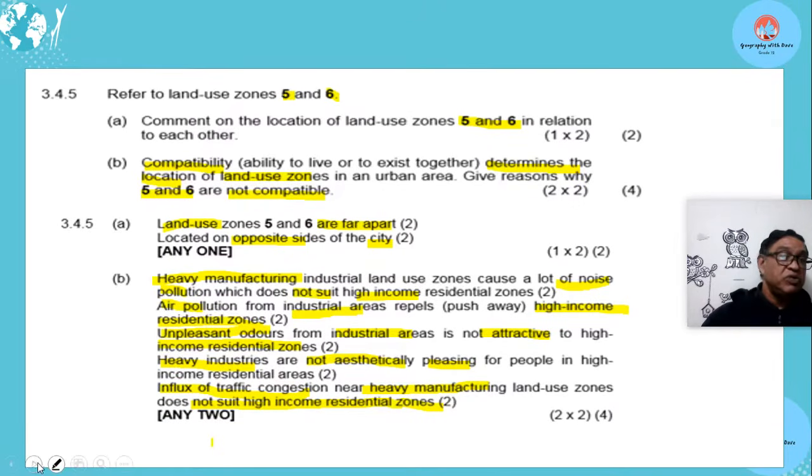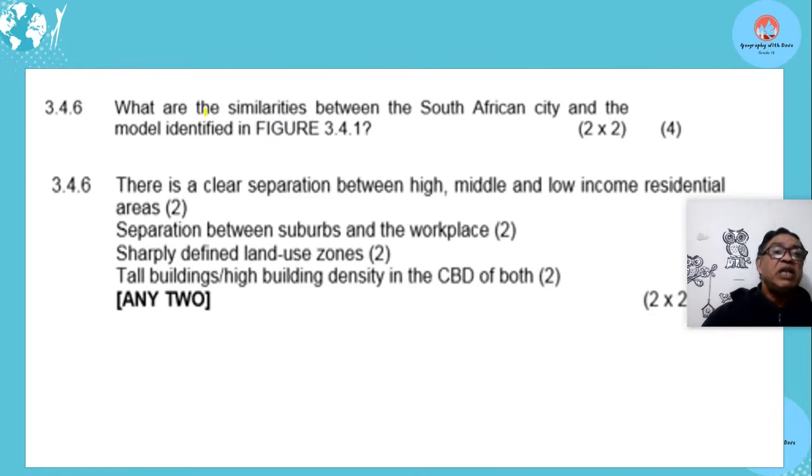Okay, let's go to one more question. What are the similarities between the South African city and the model identified? And now remember, the model is the multiple nuclei model. And what about a South African city? And I showed you the South African city now. Remember, in those years it was based on race. Now it's based on income. All right. And we're seeing it clearly. Can you see how we're applying different things?